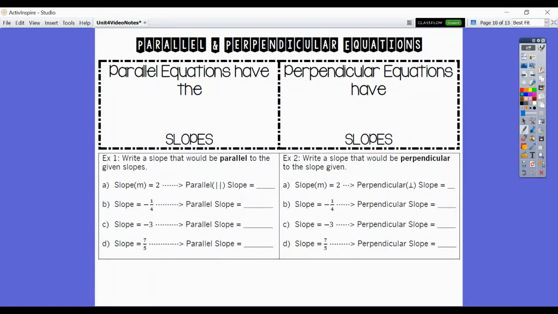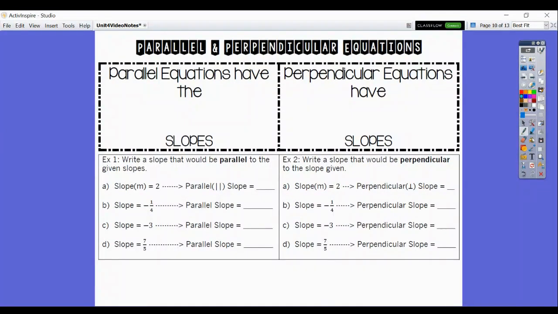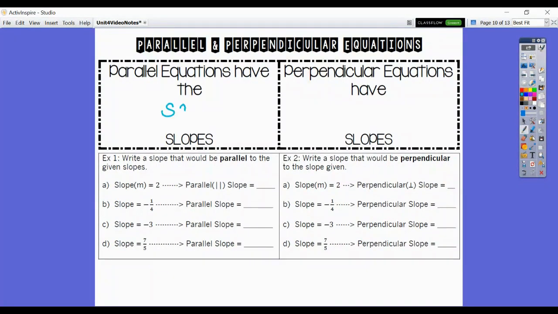In today's lesson, we are going to learn how to write parallel and perpendicular equations. First, let's start off by defining what parallel equations are. Parallel equations are going to have the exact same slopes.